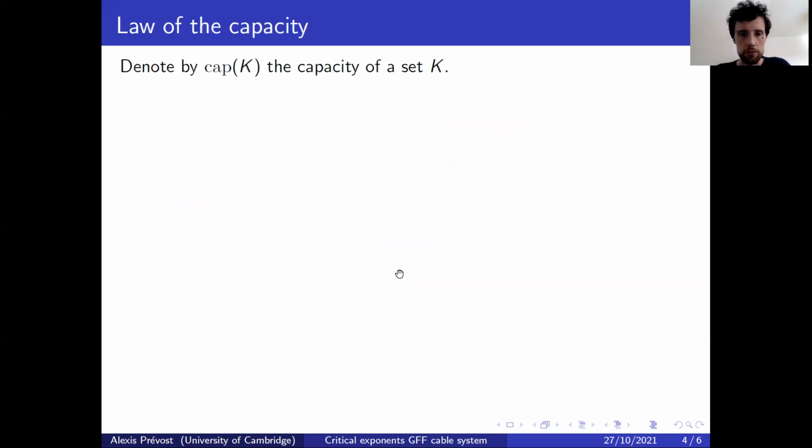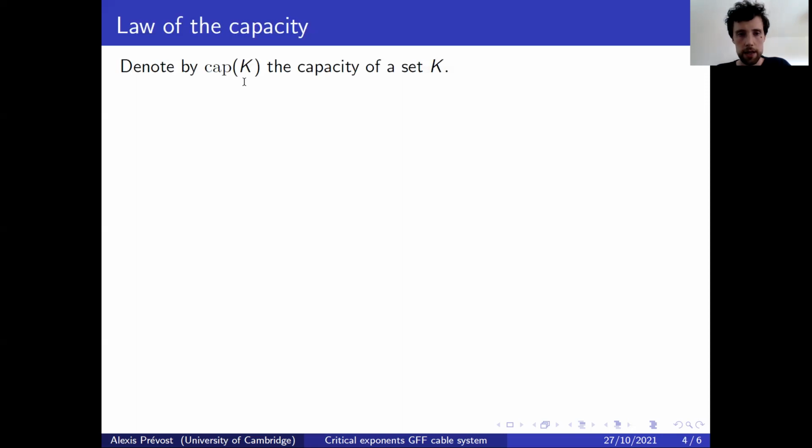In order to study those, let me first introduce the notion of electrostatic capacity of a set K, which I will denote by cap of K. You can see it as a way to measure the size of K. Typically the capacity of K will be something that sits between the diameter of your set and the volume of your set.